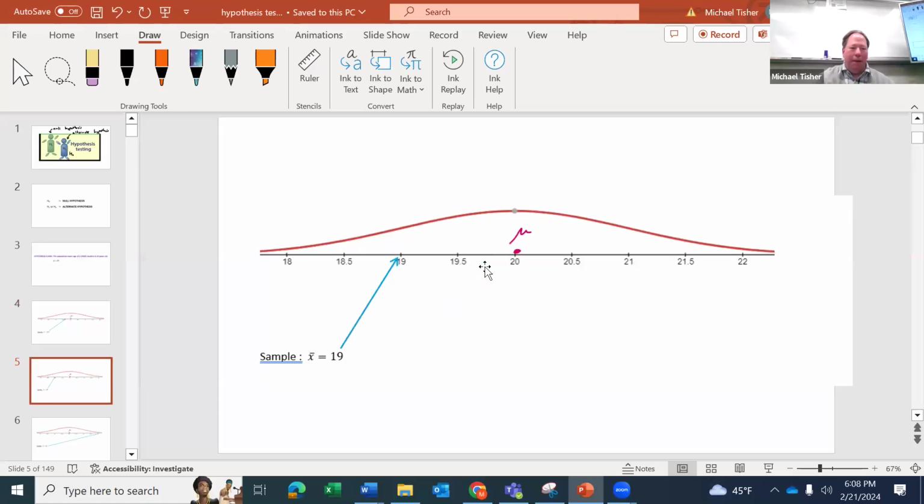Okay, now let's suppose we get another sample and we get a sample mean of 19. Do you think mu equals 20 is still true?